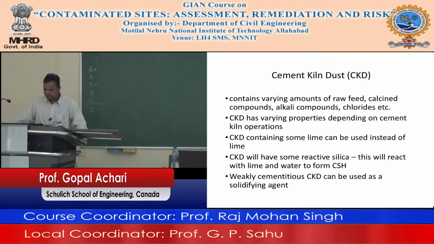So the CKD is another one. Varying properties depending on cement kiln operation. CKD contains some lime and can be used instead of lime. Now lime is usually in demand, right? So the CKD will have some reactive silica. This will react with lime and water to form calcium silicate hydrate. Weakly cementitious CKD can be used as a solidifying agent. All right, the next one is slag.